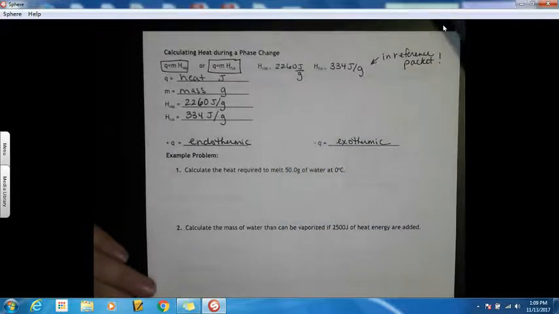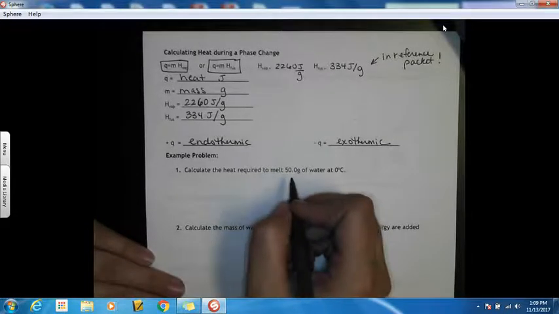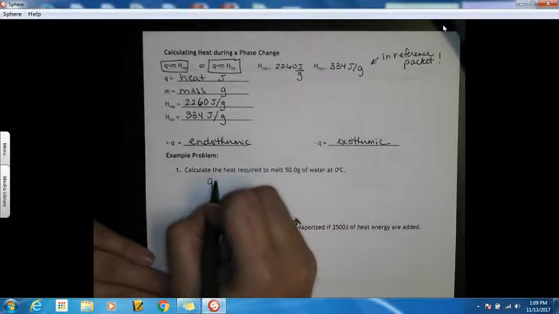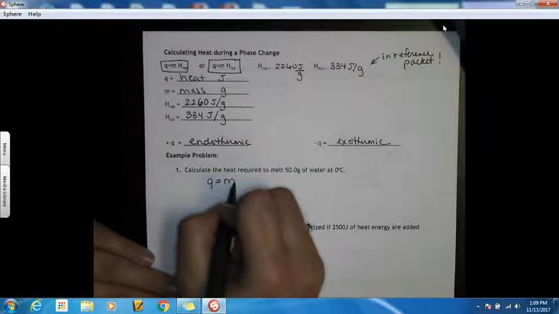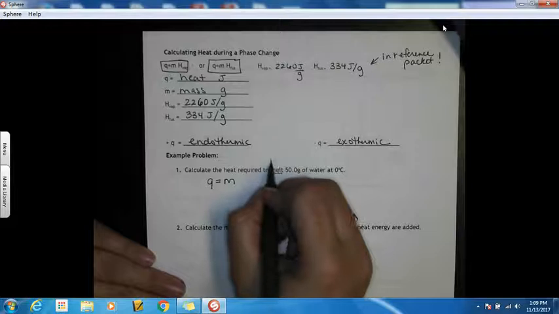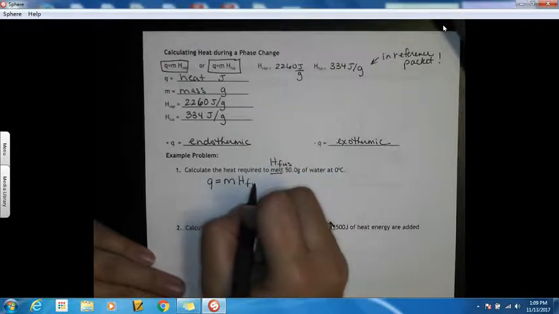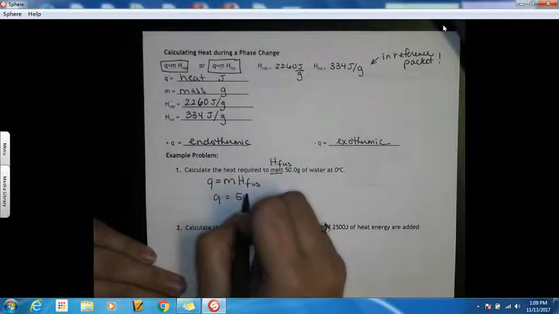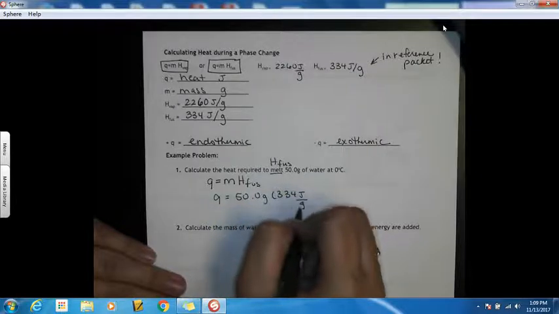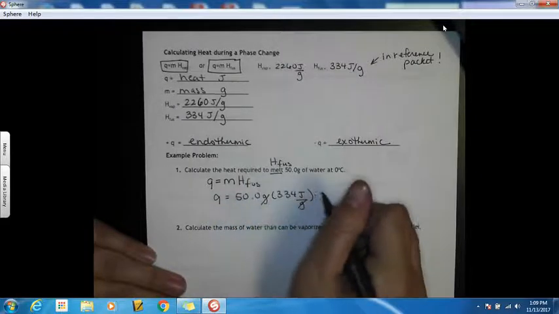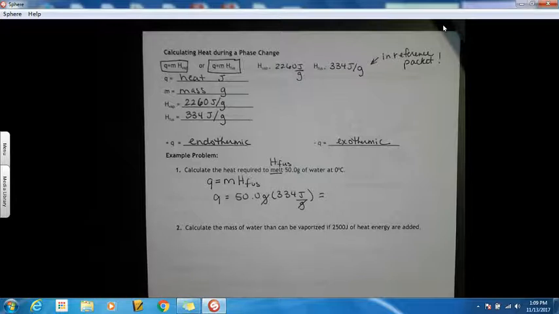All right, so let's calculate the amount of heat required to melt 50 grams of water. If I have 50 grams of water, Q will be equal to the mass times the heat of fusion. We use heat of fusion for melting. So Q would be equal to the mass, which is 50, times the heat of fusion, which is 334 joules per gram. And so our grams cancel, and we multiply, and we get our answer.